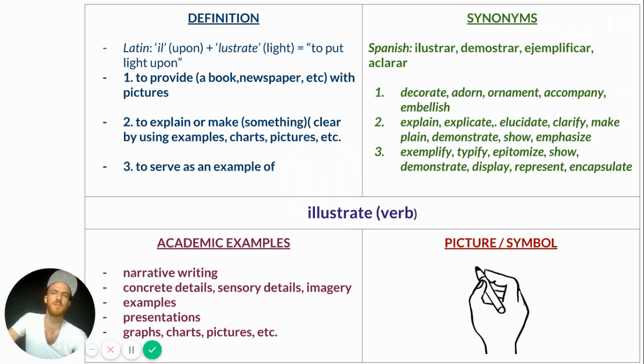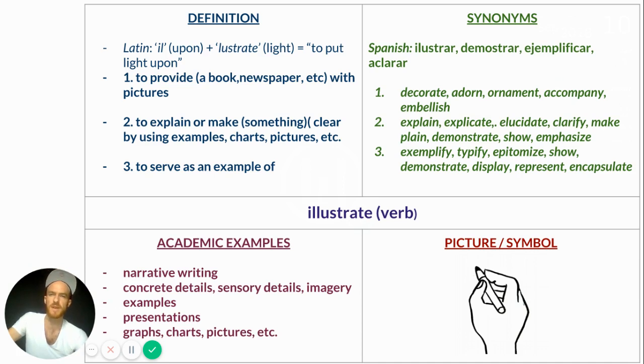First of all, where does illustrate come from? It comes from the Latin il, which means upon, and lustrate, which means light. So put it together, the original Latin word means to put light upon, to shed light on something, to shine light on something. First definition, what we talked about with children's books: to provide a book with pictures.